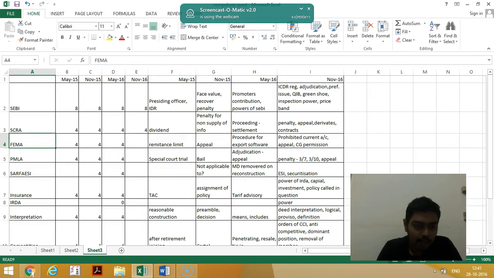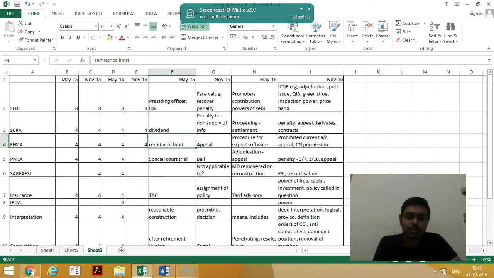Then from FEMA, consistently they are asking for 4 marks, so this time also we can expect 4 marks from FEMA. So what is the remittance limit? In May 15 they have asked for some remittance limit. So that time liberalized scheme was not there, so this time the same thing can be tested. So then appealing provision under FEMA they have asked.